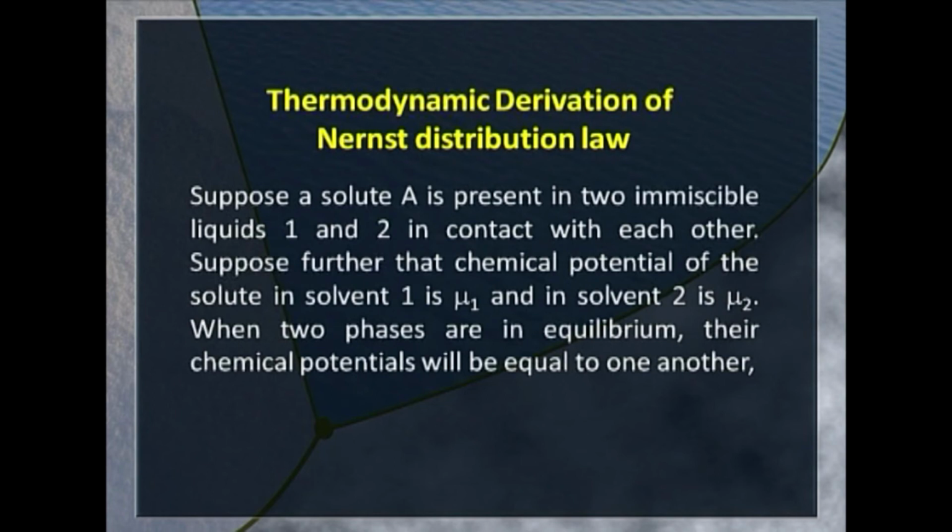We can derive the Nernst distribution law from thermodynamic considerations. Let us consider a system in which solute A is present in two immiscible liquids 1 and 2 which are in contact with each other. Suppose further that the chemical potential of the solute in solvent 1 is mu1 and in solvent 2 it is mu2. When the two phases are in equilibrium, their chemical potentials will be equal to one another. That is, mu1 is equal to mu2. The term chemical potential is not new to you. You have come across it in thermodynamics as well as while deriving the phase rule equation.